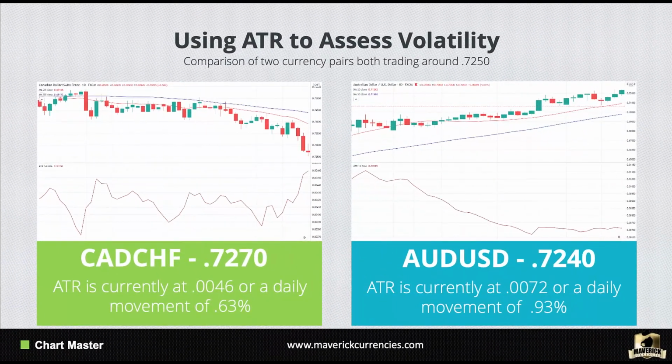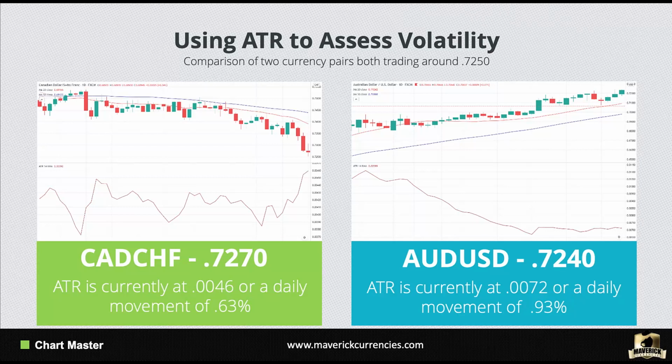So now looking at using the ATR to assess volatility, these two examples. We have CAD Swiss franc on the left side and Aussie dollar on the right side. Similar price point, but you can see on the left, the ATR is at 0.46 pips, or a daily movement of 0.63%. One of the things you notice is that the ATR has been rising, which means that this currency pair is moving, it's on a run.